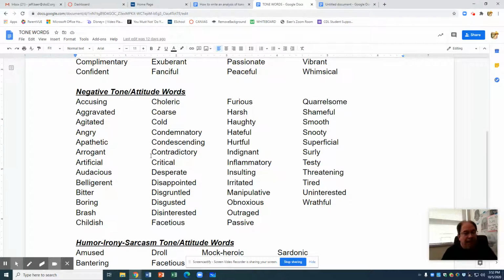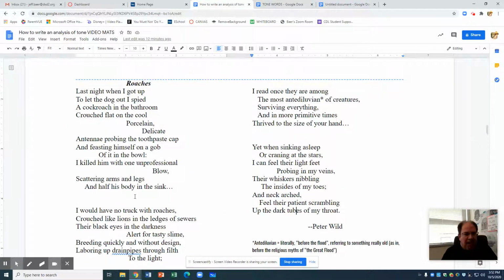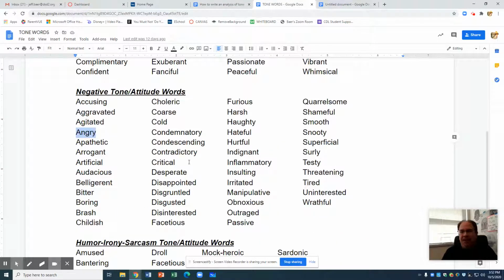catch our eye, right? You might go with the generic angry because, again, he says at this point in the poem, "I would have no truck with roaches." Well, that expression, it's actually a British expression that mostly found its way into the South, to say, "I don't have no truck with that," meaning I don't want to have anything to do with that, right? So there's a sense of an anger towards that subject. So in general, angry is in the right ballpark, but it's not really specific enough.